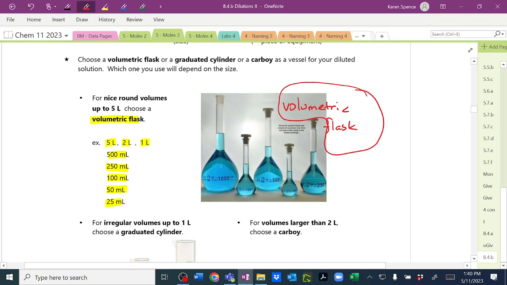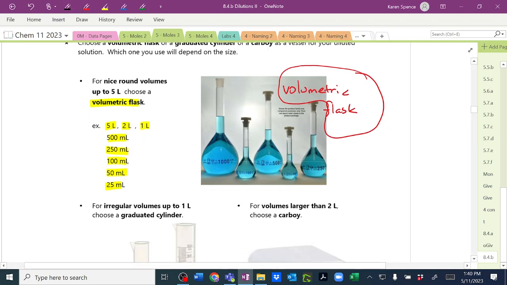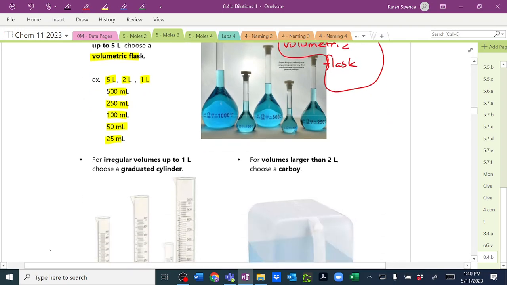If you need to make an irregular volume, you could use a graduated cylinder.